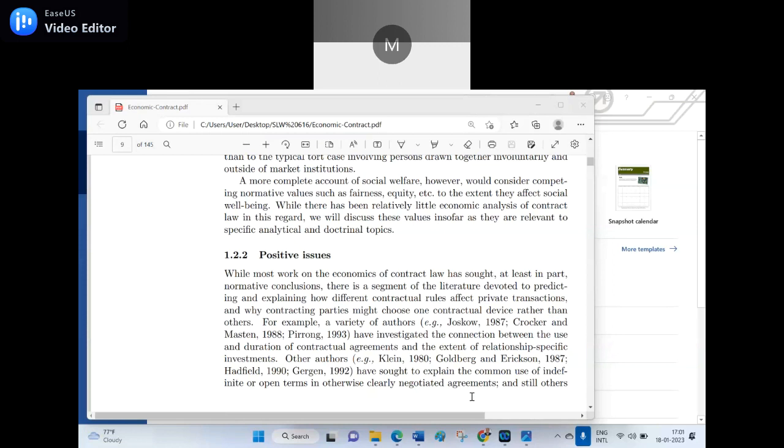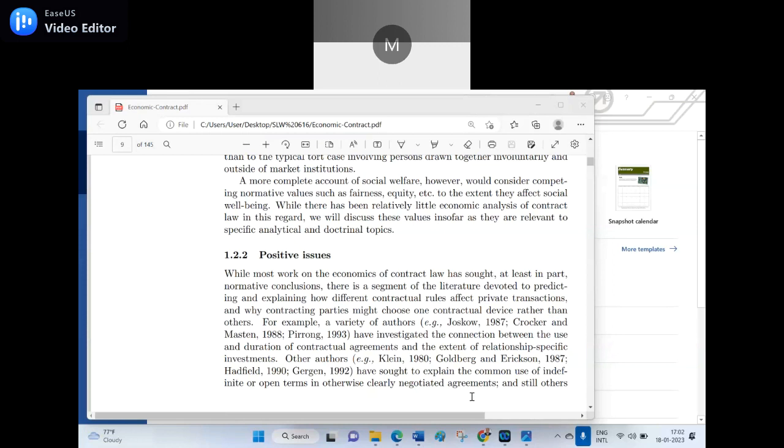Most work on the economics of contract law has sought, at least in part, normative conclusions. What are the normative conclusions? What are the positive issues? There is a segment of the literature devoted to predicting and explaining how different contractual rules affect private transactions.